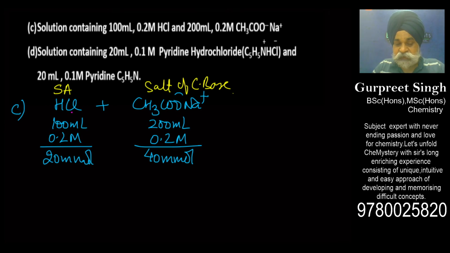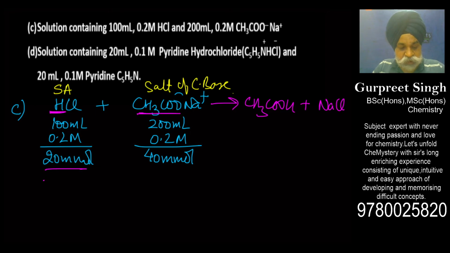Now HCl would give me H positive, and sodium acetate is a very strong electrolyte. When you put this into water, it would give you a good amount of acetate ions. So what would happen? This acetate ion definitely would react with H positive to give you acetic acid along with NaCl. Now you would also see there is 20 millimoles of this and 40 millimoles of this as per the composition.